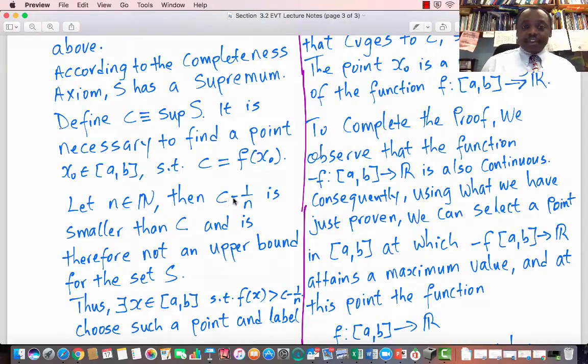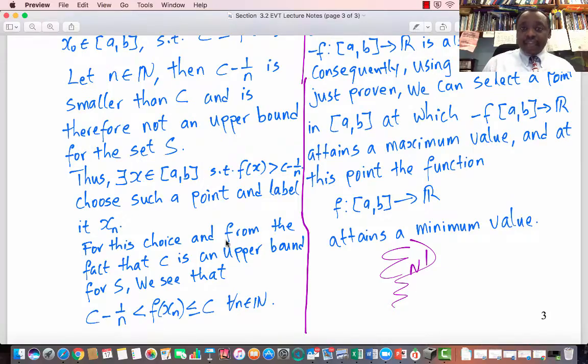Now let n be a natural number. Then C minus 1 over n is smaller than C, and therefore it is not an upper bound for the set S because C is the supremum of S. And if that happens, that means there exists an x in the closed bounded interval [a, b] such that f of x is strictly greater than C minus 1 over n. We've seen this argument over and over again. So select such a point and call it xn.